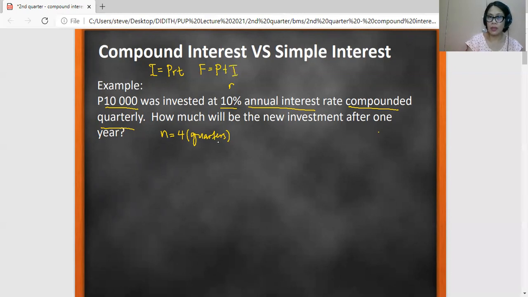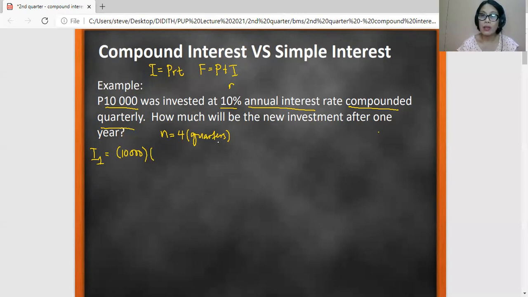So in this compound interest problem, we're going to use the simple interest formula and we will calculate the interest per quarter, and that interest earned will be added to the principal amount and we will arrive at a new principal amount. So we're going to calculate the interest of the first quarter, and the interest again is equal to the product of the principal amount and the rate.